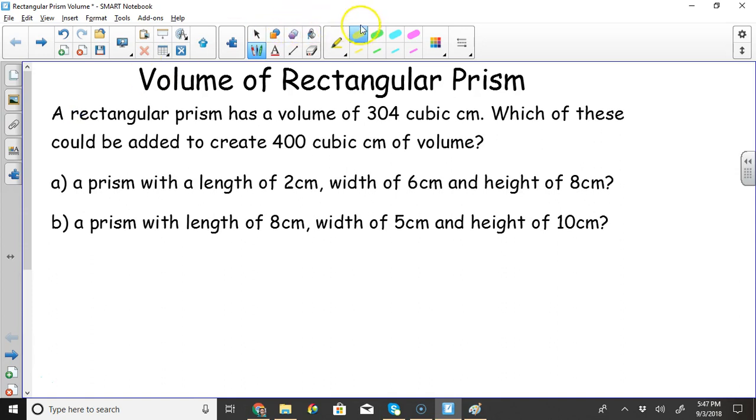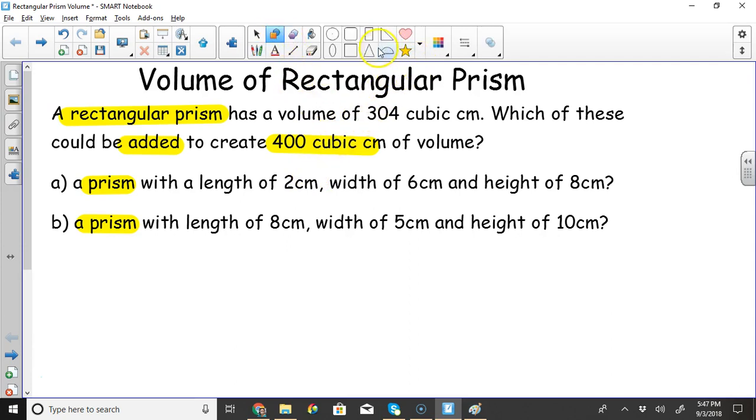So here I see rectangular prism. So I know I can draw that. And it says I'm going to be adding something to it. What am I going to be adding? One of these two other prisms. So I'm going to have one rectangular prism added to one of these two rectangular prisms, and when I add them together, they need to add up to 400 cubic centimeters.